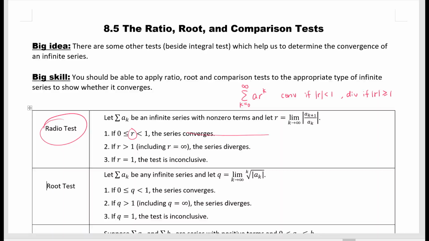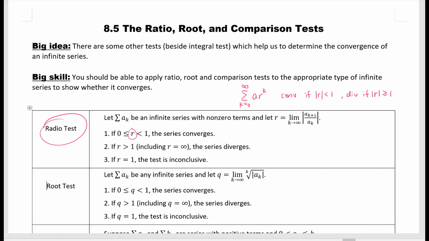So it agrees with this concept, okay? And then if r is greater than 1, then the series diverges. So it agrees with this one, okay? With the geometric series. However, because r is the limit of the ratio of two successive terms, it's not exactly equal. It's not exactly the geometric series. It just acts like that.